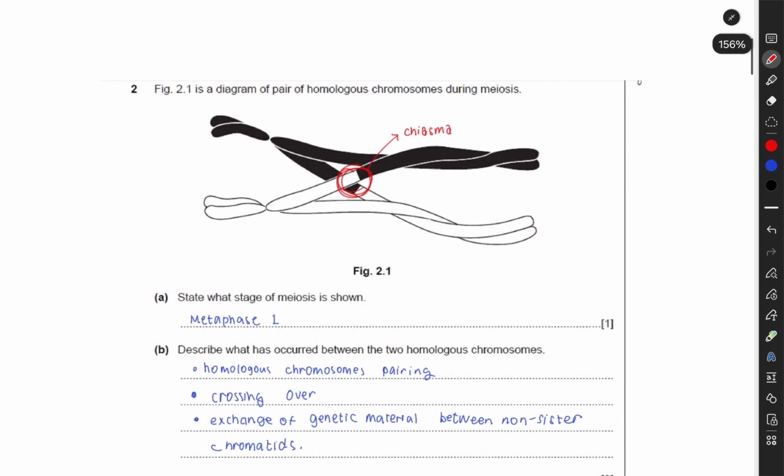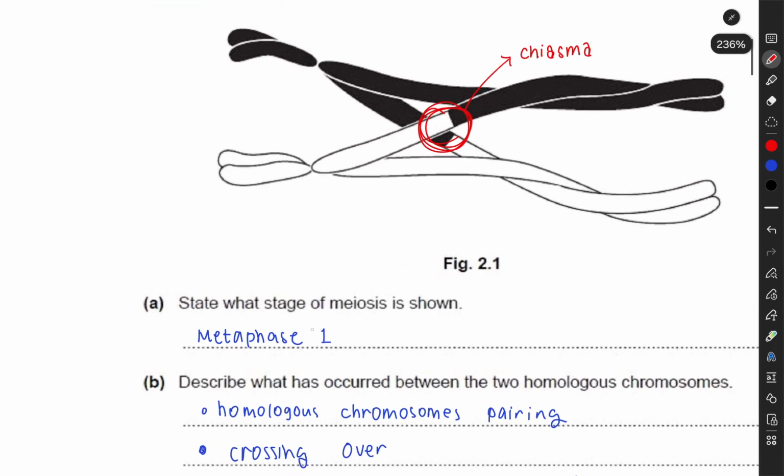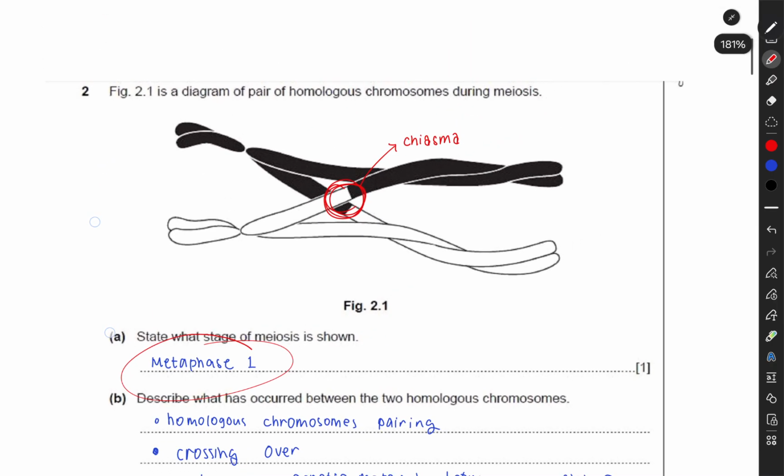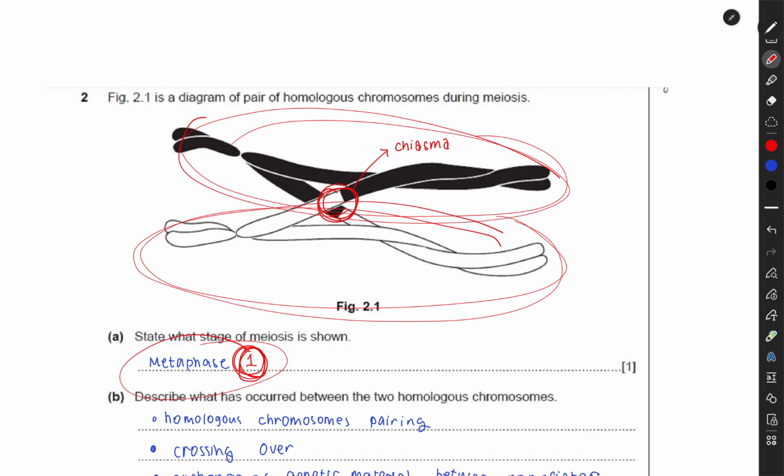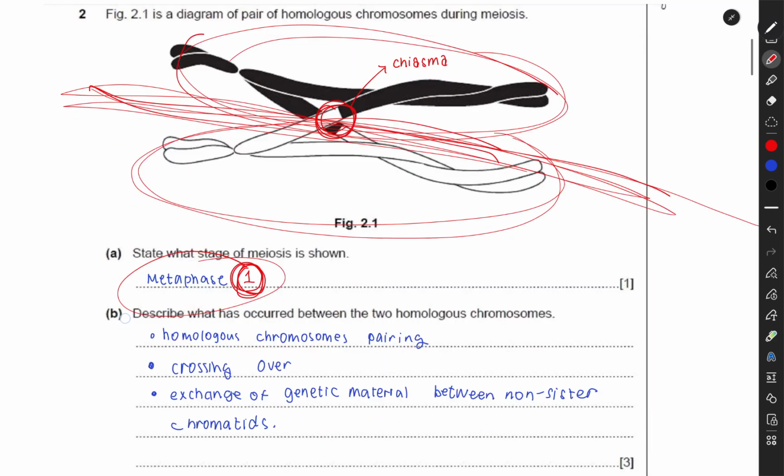Next, this is in metaphase 1. Why? Because it still has the homologous chromosomes, which means it's of course in the first meiosis. This we need to write if it's first or second. It's first because it still has both the homologous chromosomes, and it looks like it is aligned in a plate, so it's a metaphase.